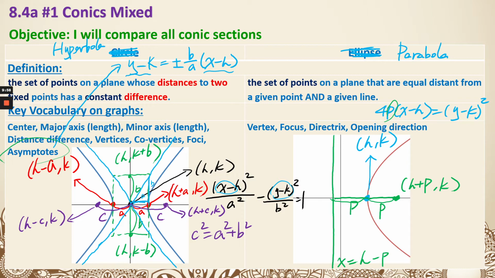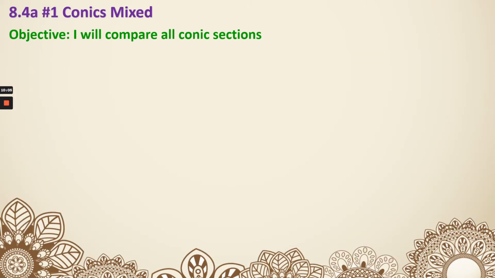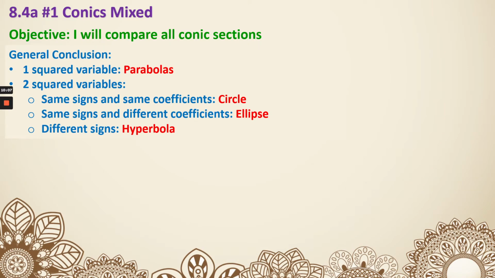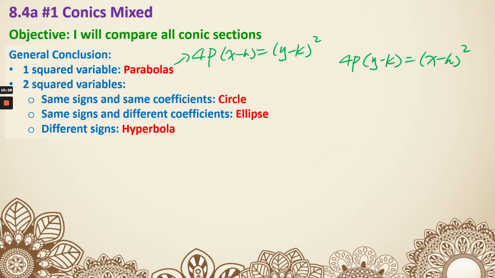So that's parabola. Now let's have a look at these things in some examples. But before we do that, let's find out a quick way to identify things. If you only have one squared variable, it's going to look like 4p times (x minus h) equals (y minus k) squared, where y is being squared, or 4p times (y minus k) equals (x minus h) squared, only x being squared. That's going to be a parabola. If only one of the variables is being squared, then it's got to be a parabola.